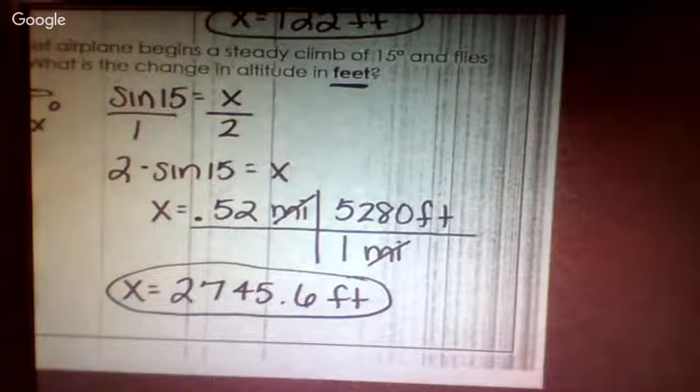Okay. So, not only do you have to do this, sometimes you're going to have to convert at the end. Please go ahead and glue this in on page 134. 134, yeah.